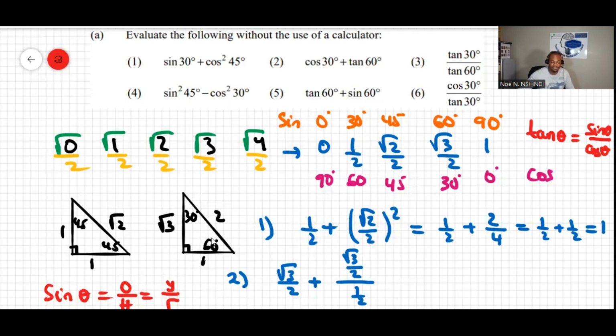I think in this case, because I drew the triangle, this is going to be quicker. Tan of 60 degrees is opposite over adjacent, so if you work it out, you're going to get root 3. If you simplify, that's going to be root 3. It's going to be plus root 3.